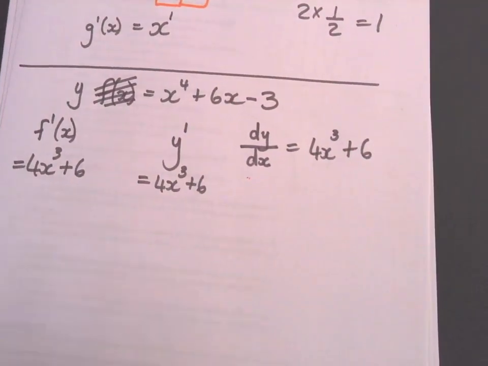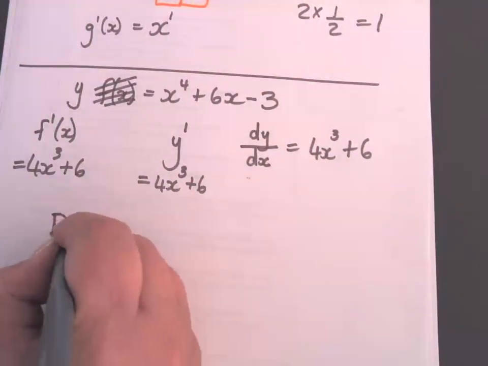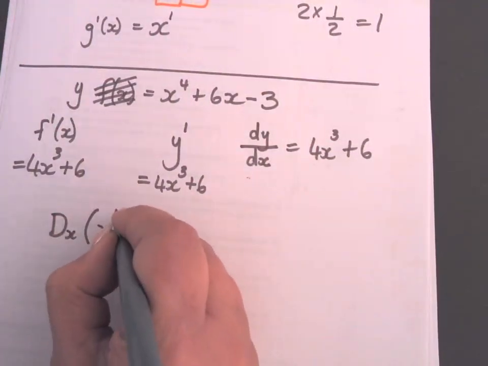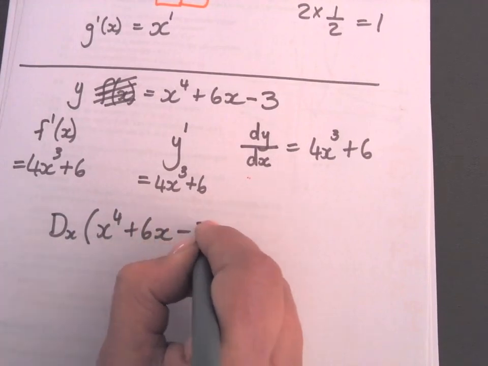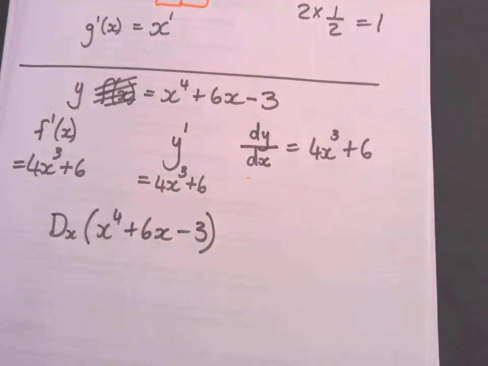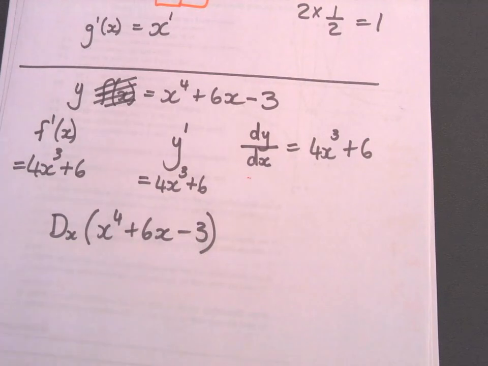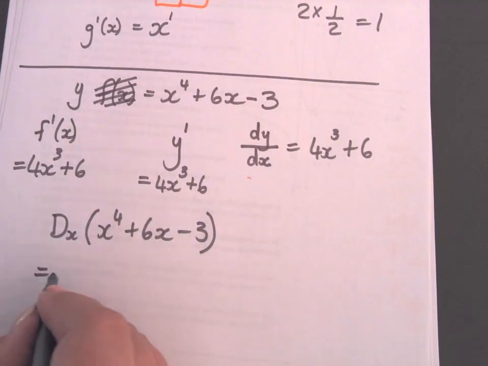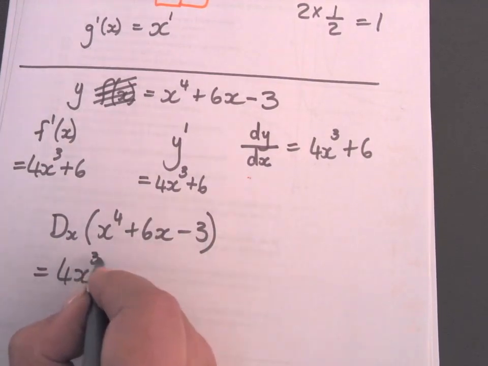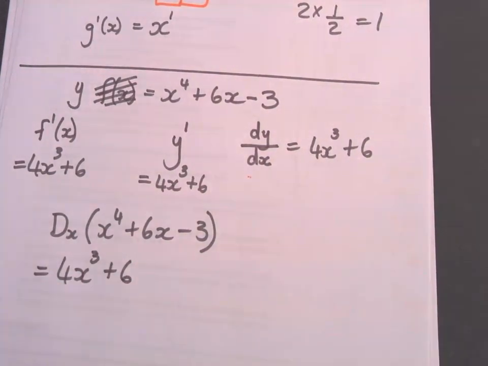But I can also ask you the same function like this. That's another type of notation. It means differentiate x in that function. Then your answer will be 4x to the power of 3 plus 6.